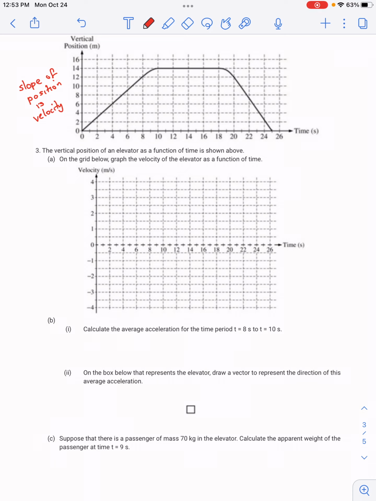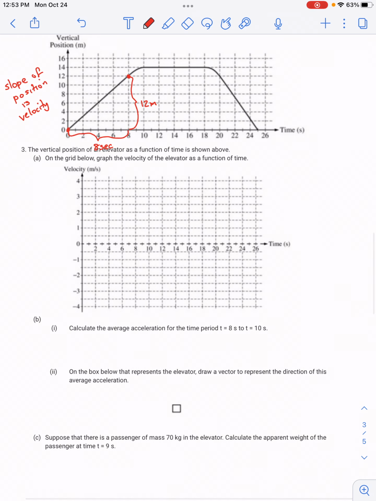So we can find sections of this graph that have a constant slope, for example, between 0 and 8 seconds, and then we can find the rise of that slope and the run. So the rise here is 12 meters. The run is 8 seconds. And find the slope of that. So 12 over 8 gives us a value of 3 over 2, 1.5. So we would have a constant velocity of 1.5 from 0 to 8 seconds, right? It's a constant slope during that section. It's a constant velocity during that section.